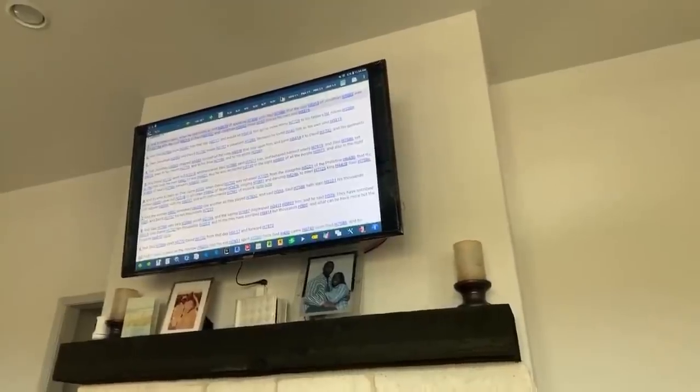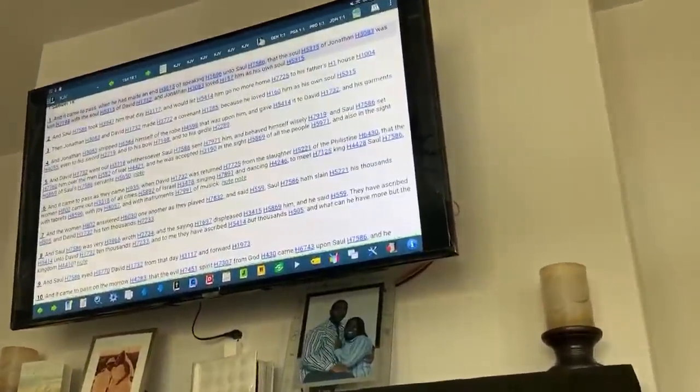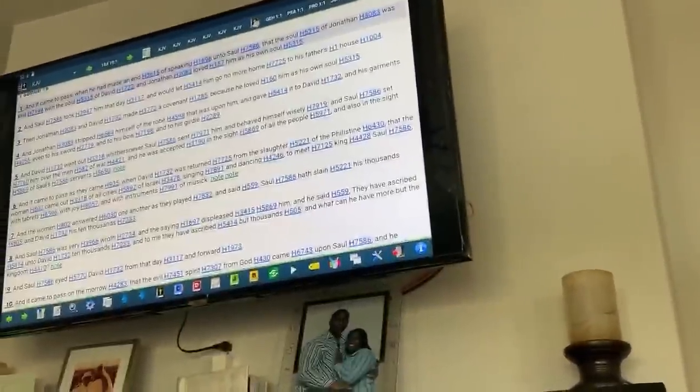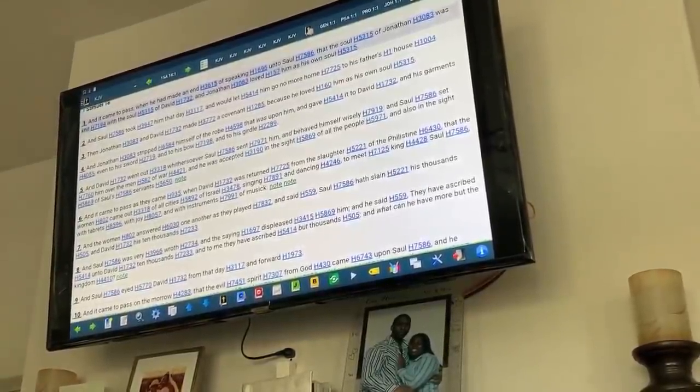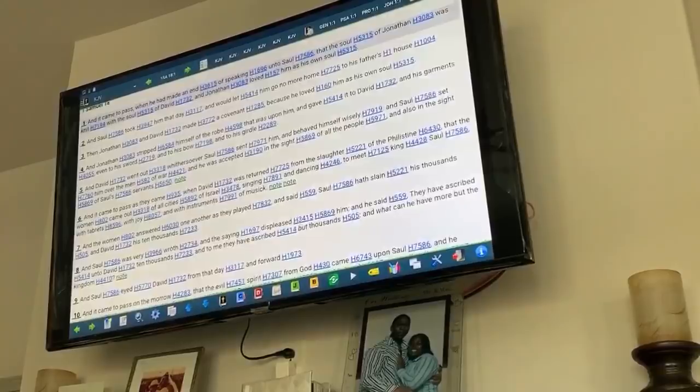It says, and Jonathan stripped him of his robe that was upon him and gave it to David, and his garment, even to his sword and his bow and to his girdle. And David went out whithersoever Saul sent him and behaved himself wisely. And Saul set him over the men of war, and he was accepted in the sight of all the people and also in the sight of Saul's servants.